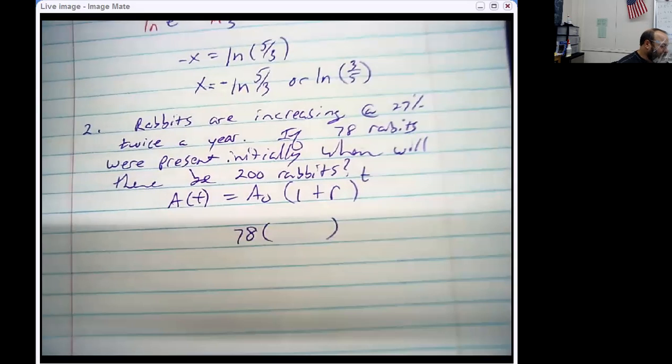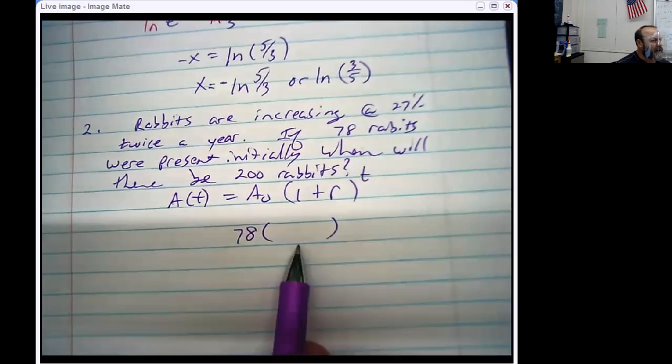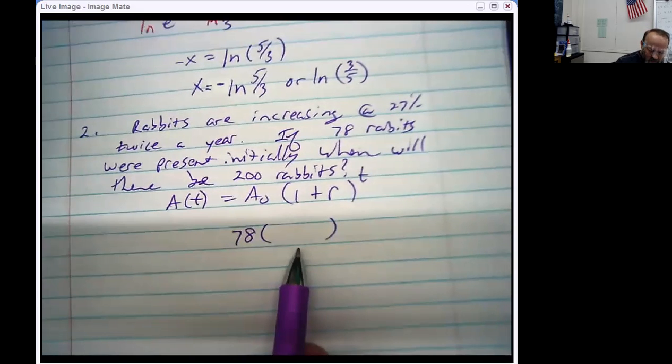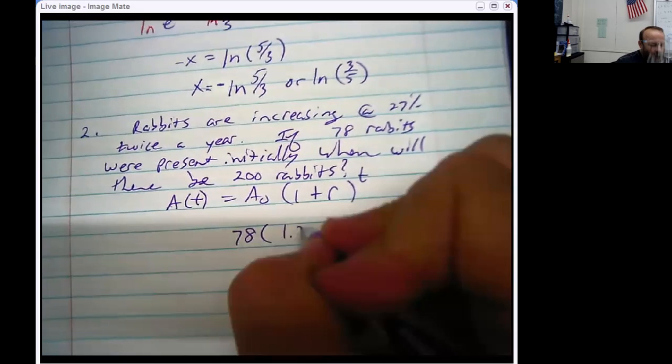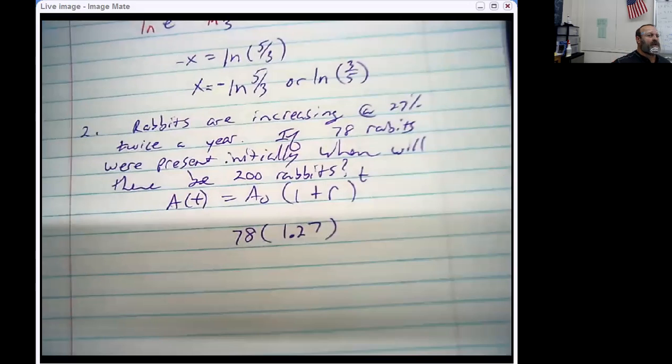What did we say was happening? They were increasing by 27%. So what's going to go inside my parenthetical? 1 plus 0.27 or 1.27. What was the 1 again? 1 was the 100% of the rabbits.